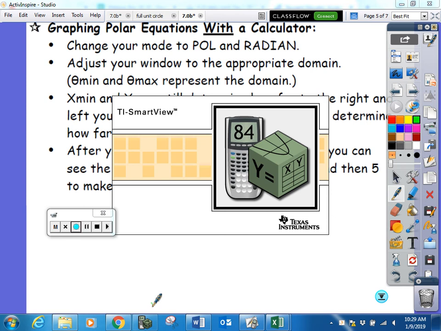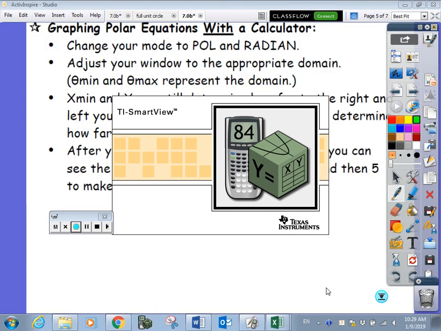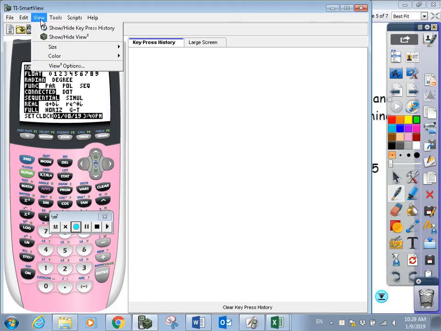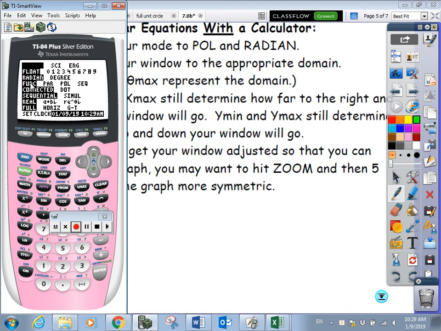And the mode is just that mode button, and then you go down, I think, 4, right there, function. That's parametric, which we will do in this unit also in polar. So you just scroll down and hit enter on polar. Again, make sure you're in radian mode as well.